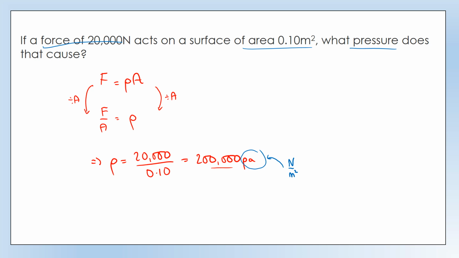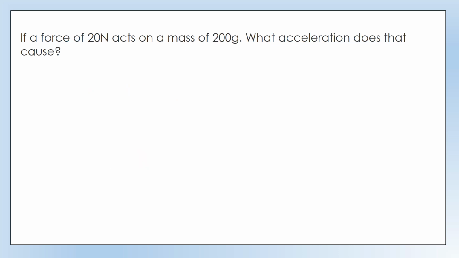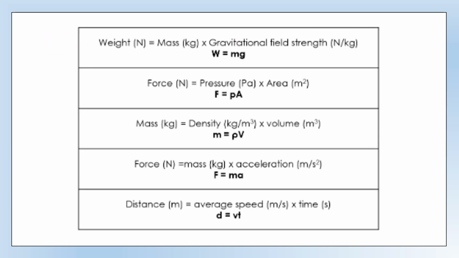Okay, so moving on. A force of 20 newtons acts on a mass of 200 grams. What acceleration does that cause? So again, what have we got? We've got force, mass, and acceleration. Oh, look, we've got an equation that links those three things. That's down here. The thing I would draw your attention to is that our mass has to be in kilograms.